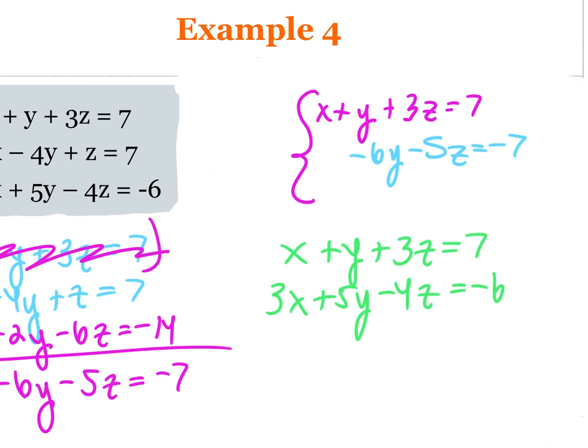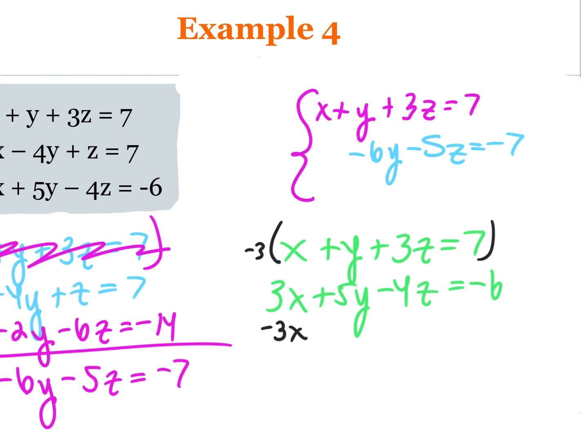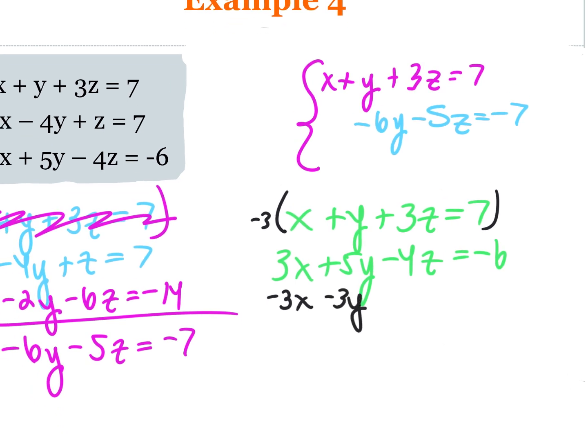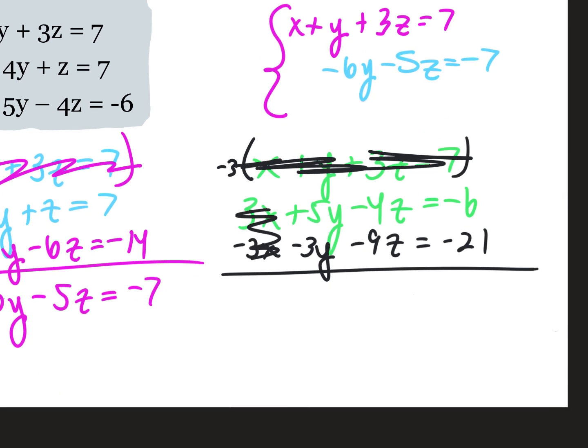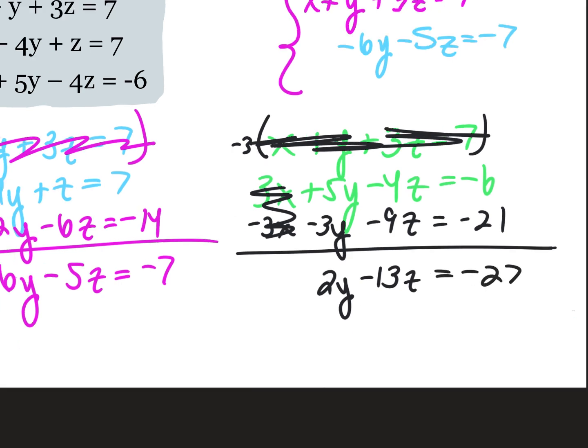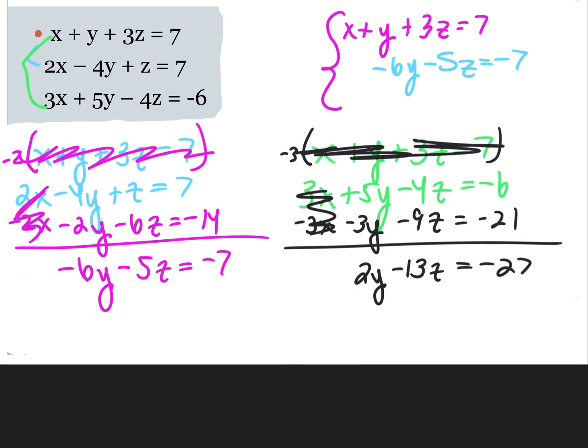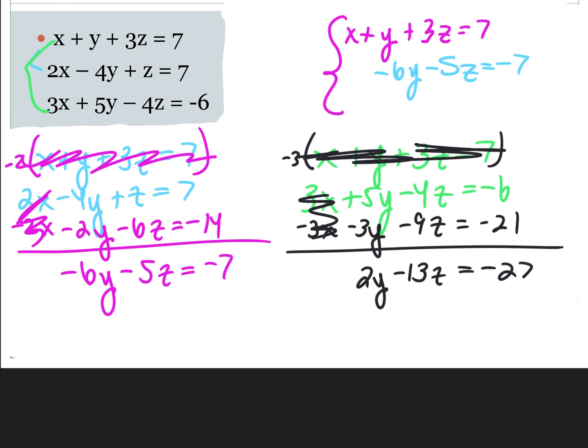If I want my x's to cancel out here, guys, I'm going to need to multiply the top by negative 3. So I have negative 3x minus 3y minus 9z equals negative 21. So this is gone, my x's cancel. 5y minus 3y is 2y, minus 13z equals negative 27. I know some of you are like, oh, that doesn't seem like it's right. Those numbers are kind of weird. Don't freak out.